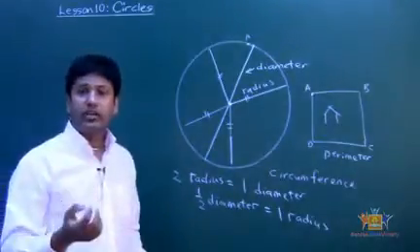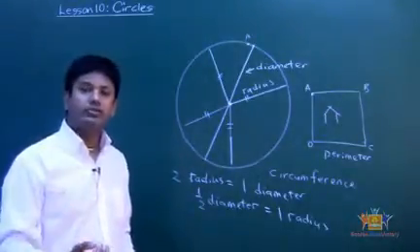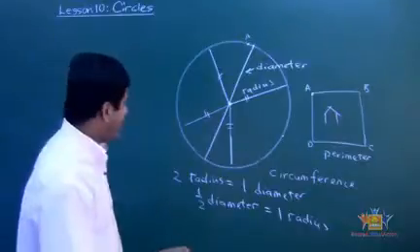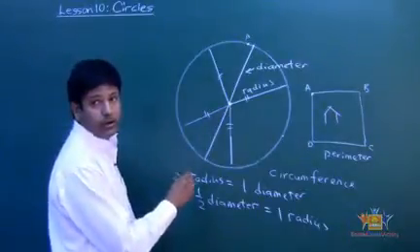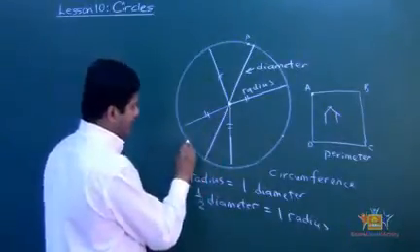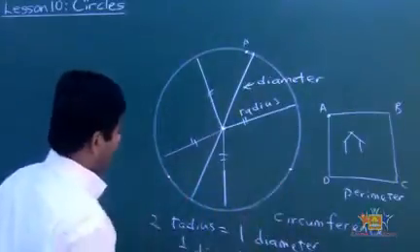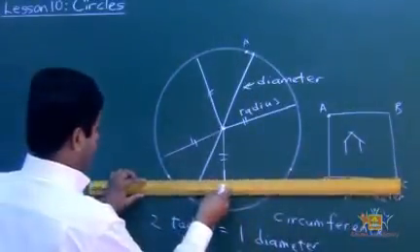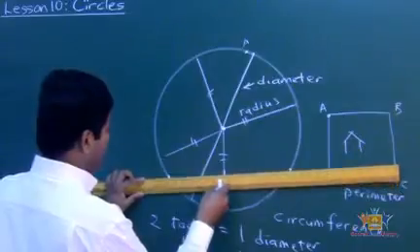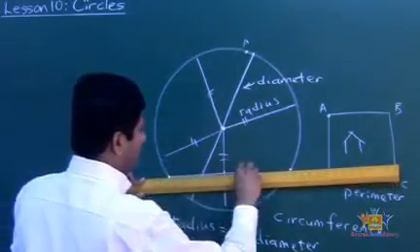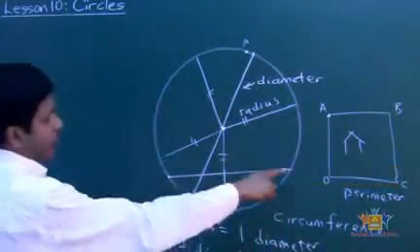Now let's talk about the chord. What is a chord? A chord is when I take two points on the circle, let's say a point here and a point right there, and then I draw a line joining those two points on the circle. That is called a chord.